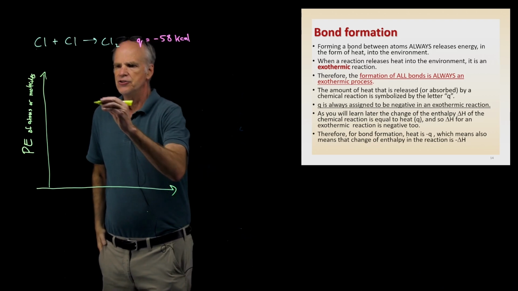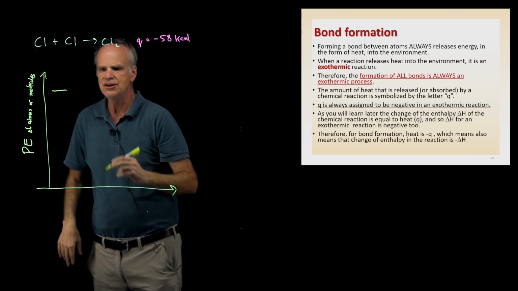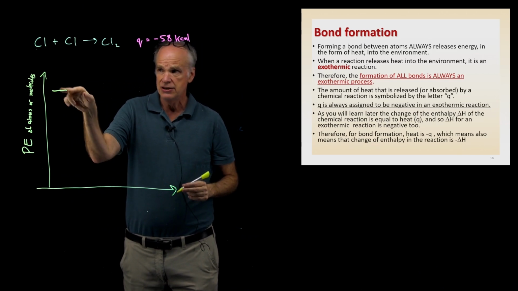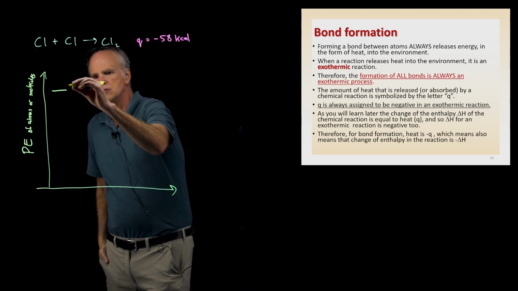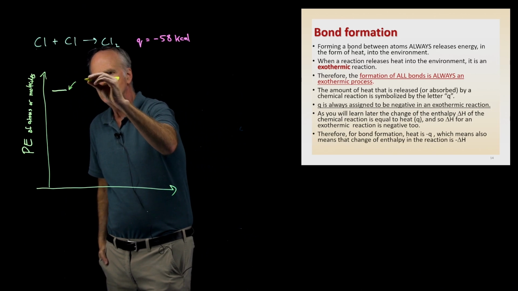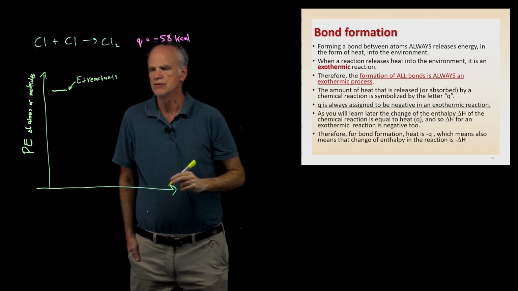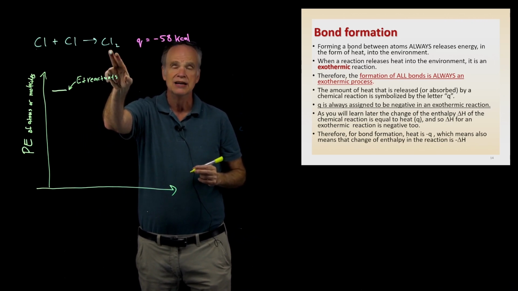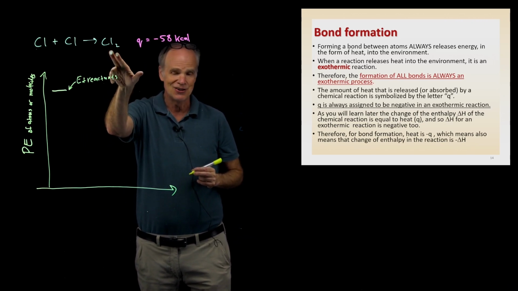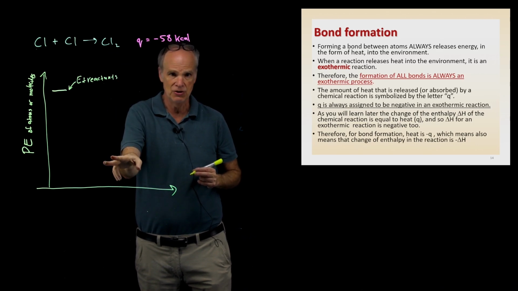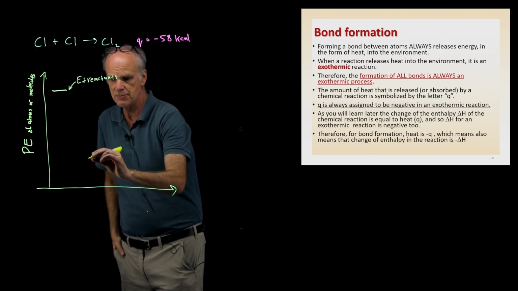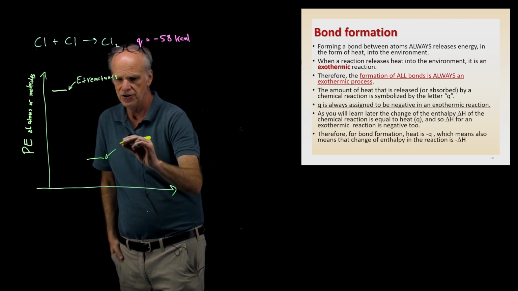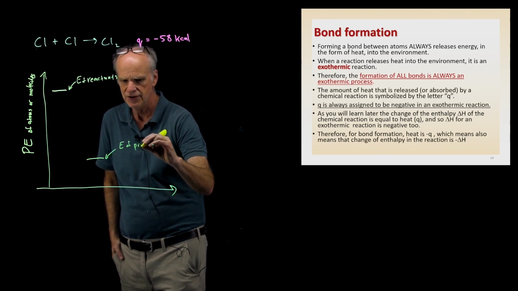So let's map that. Here I'm going to draw a line to indicate the relative energy of these chlorine atoms. And so let me mark this. This is the energy of the reactants. So I'm going to write reactants here. There we go. Energy of the reactants. Okay. Now we're going to talk about diatomic chlorine. Diatomic chlorine is the product, and this energy is going to be much lower. So here now I'm going to map the energy of the products. So this is the energy of the products.